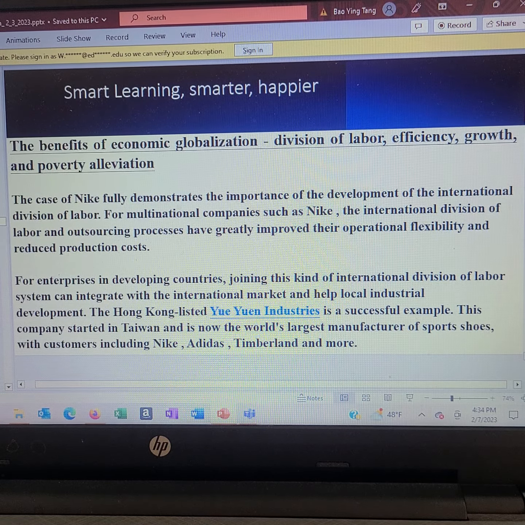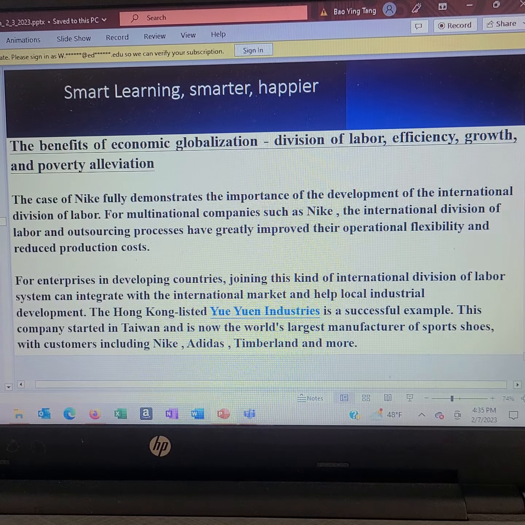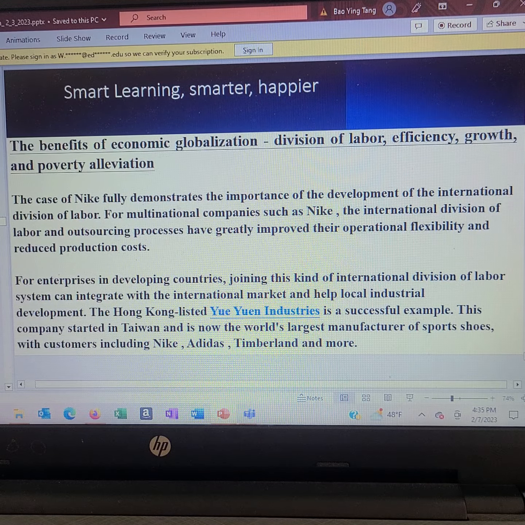For enterprises in developing countries, joining this kind of international division of labor system can integrate with the international market and help local industrial development. The Hong Kong-listed Yue Yuen Industries is a successful example. This company started in Taiwan and is now the world's largest manufacturer of sports shoes, with customers including Nike, Adidas, Timberland, and more.